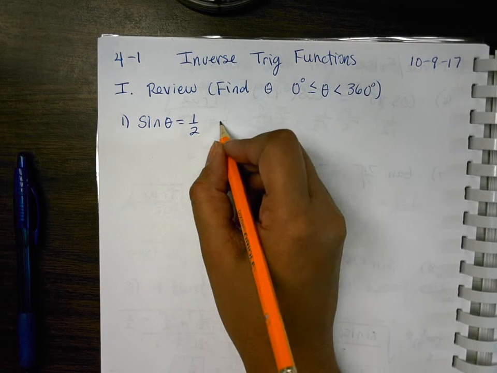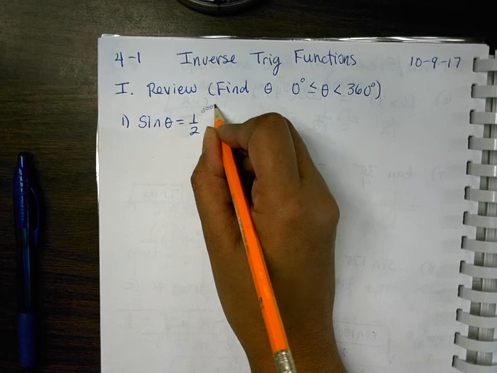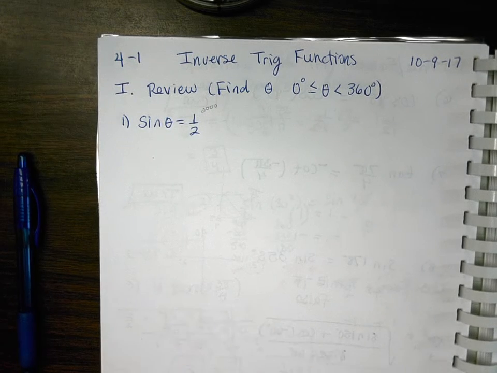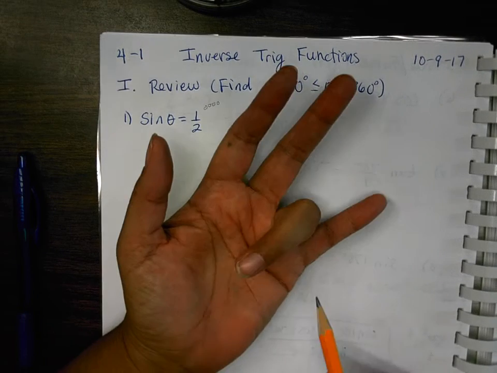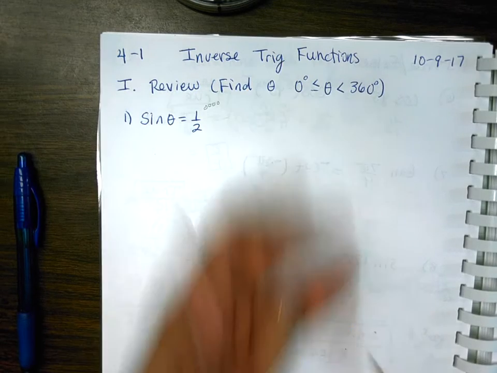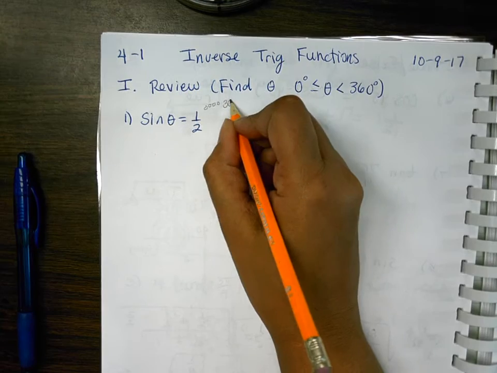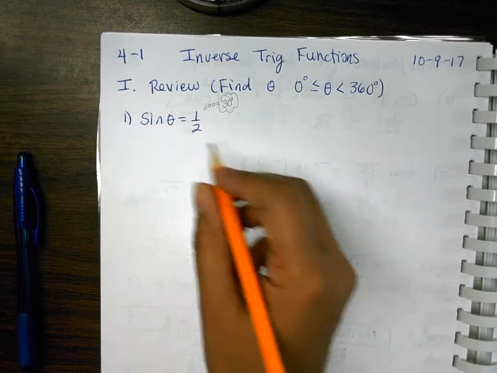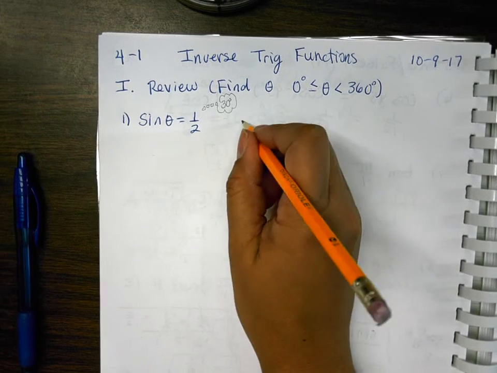Okay. So what we think of is, first, what is our reference angle? You either use your unit circle, you have it in your head, or you use your finger trick. When is sine 1/2? 30. So 30 degrees is my reference angle. And then I figure out which 2 quadrants I am in.